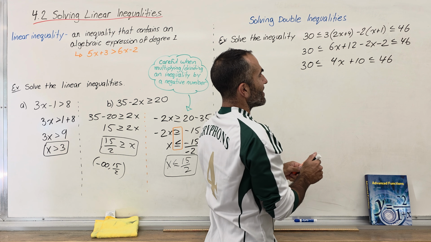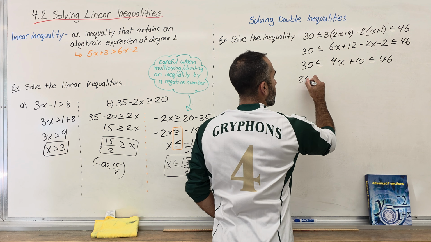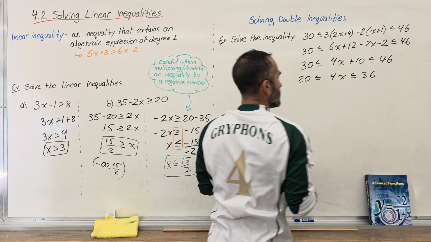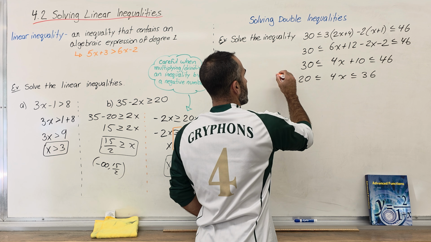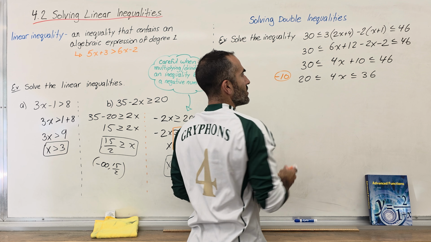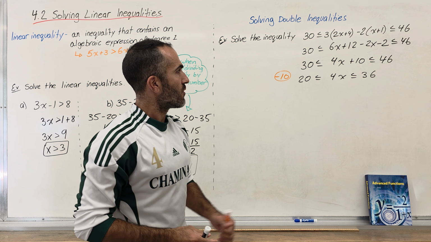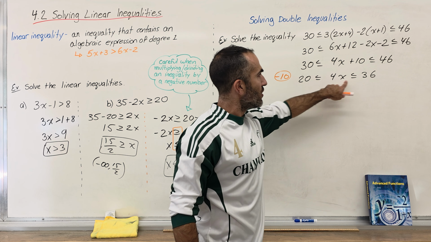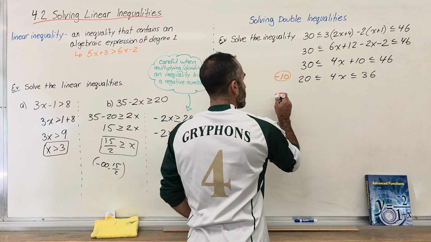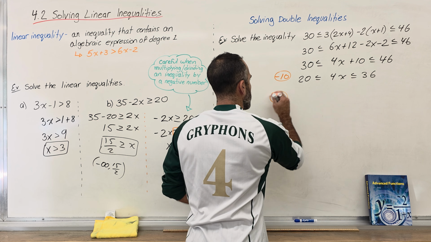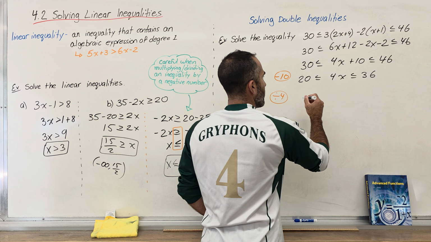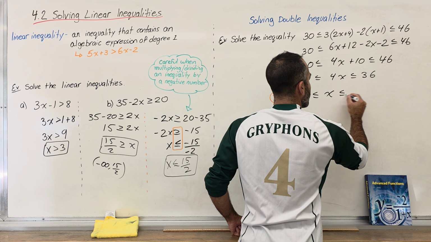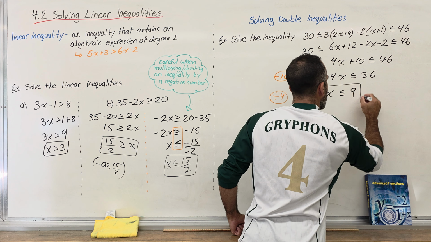So by subtracting 10, I can get 20 is less than 4x, which is less than 36. So all I did here was subtract 10. And now that I've subtracted 10, I have my x kind of as a monomial. I can now divide everything by 4. If I divide this by 4, I get 5. If I divide this by 4, I get x. And if I divide that by 4, I get 9.